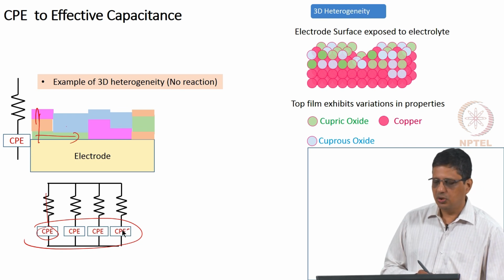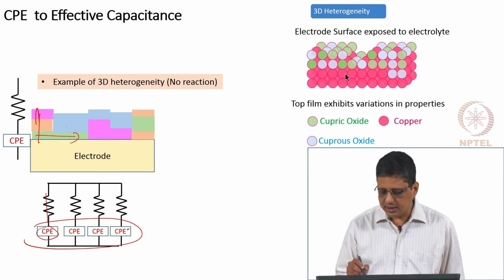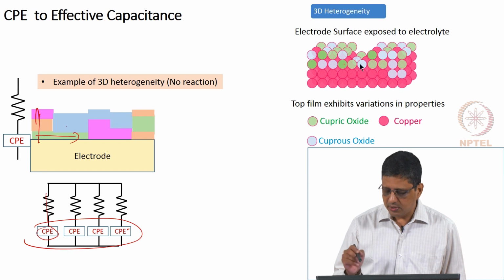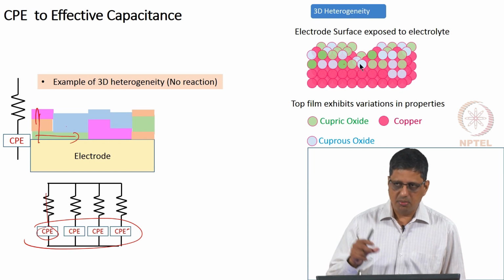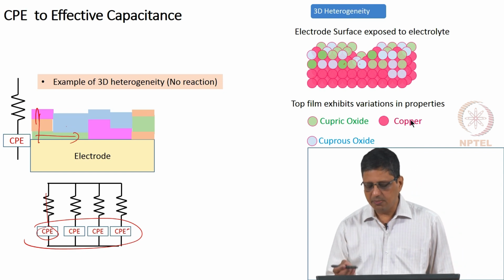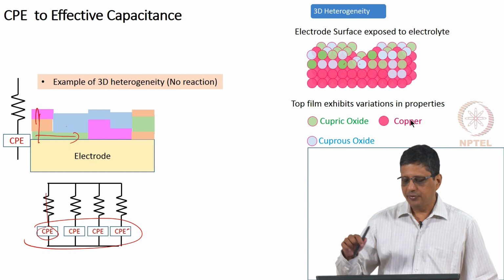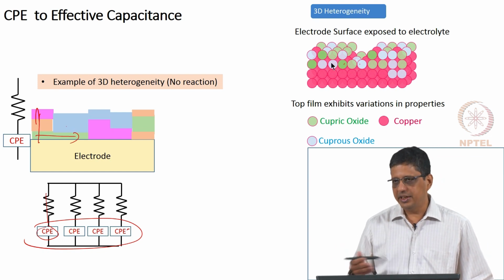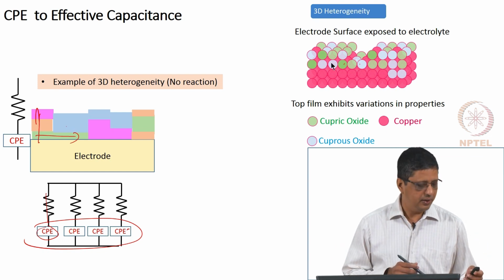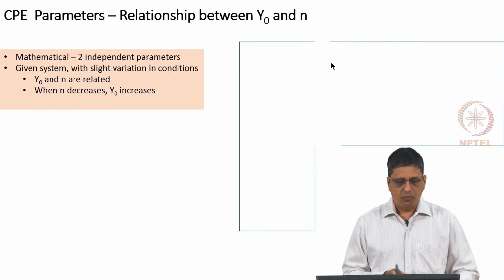This mixture will show you a CPE behavior, and at a pictorial level I tried representing this by CuO. Of course, CuO means there is going to be a larger molecule, but here I just showed similar sized ones with different colors: dark green, light blue and pink. Pink is copper, one type of oxide, another type of oxide. You see a height variation, you see a composition variation. This can also give rise to a CPE behavior. There is one more factor, and with that I will stop.